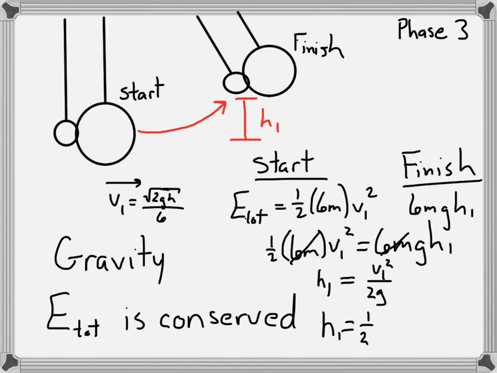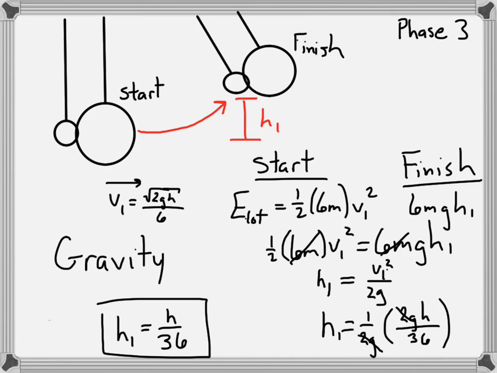And when I do a little bit of algebra, I get H1 equals V1 squared divided by 2G. But I know what V1 squared is. I figured that out before from the collision. And when you square this V1, you get 2GH over 36. And you can do a little bit of canceling, and so you get H1 is equal to the original height divided by 36. So this blob actually swings to a height that is very small compared to the original height of the little mass m. All right, so that's part B for number 4.